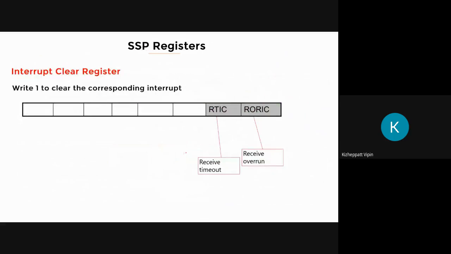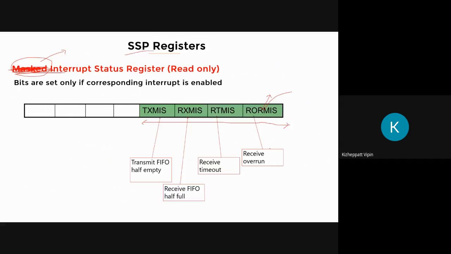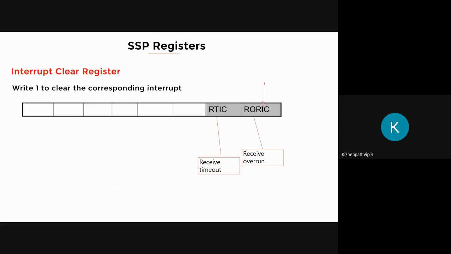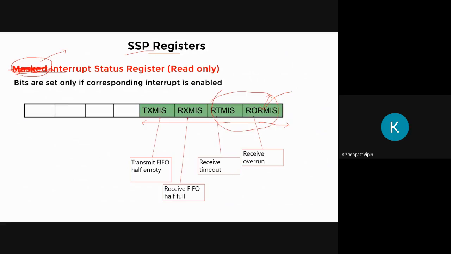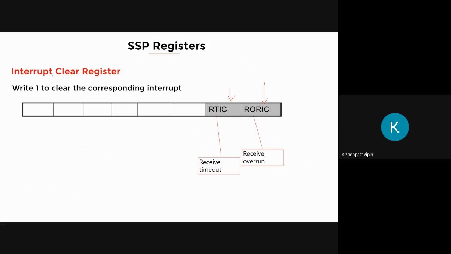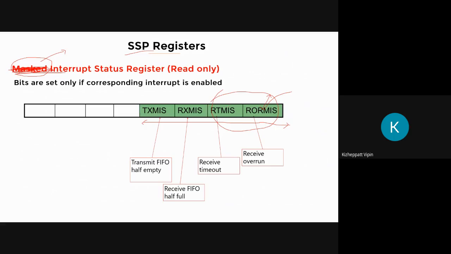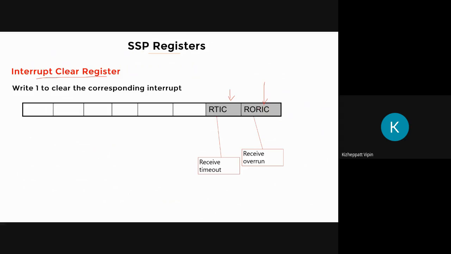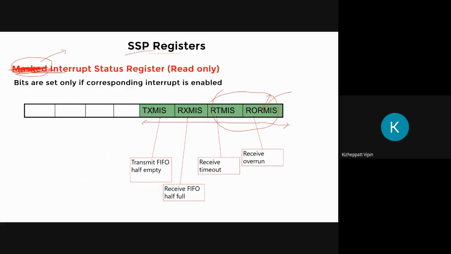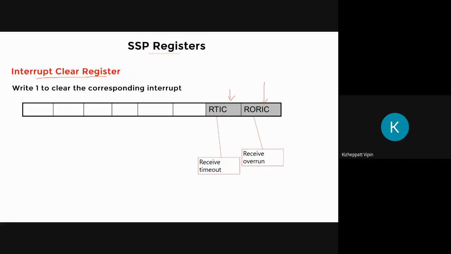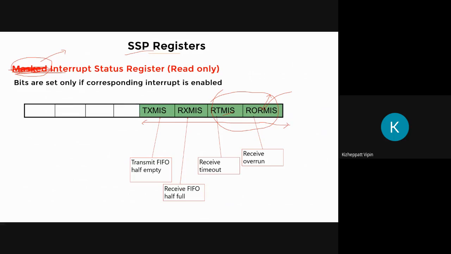Okay, and interrupt clear. For these two interrupt conditions, if these bits are set and you want to clear them, you have to write 1 to the corresponding bits. So here it is write-to-clear, but you are not writing to the status register itself. There is a separate register called the interrupt clear register to clear it. So if you write here or here, this bit will clear, the receive overrun. If you write here, the timeout will clear.